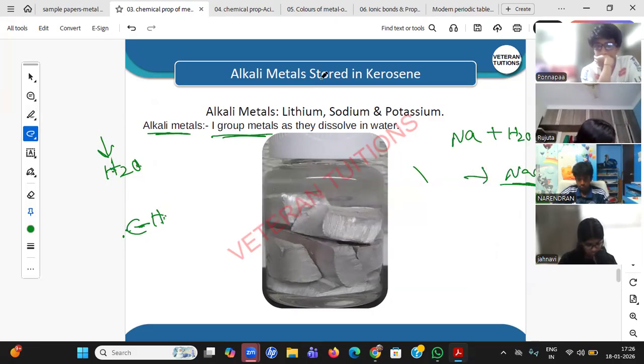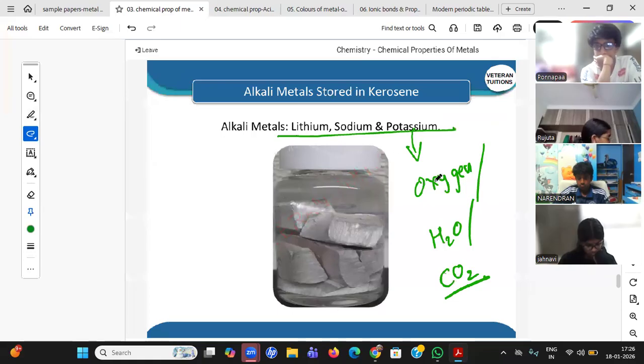Sodium hydroxide is a base. Okay, so that's why they are stored in kerosene. Now let us go to the second group. Let us go to the second group.